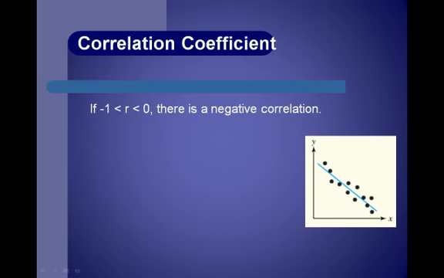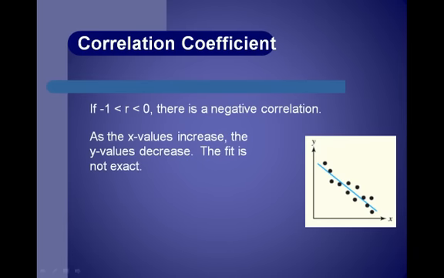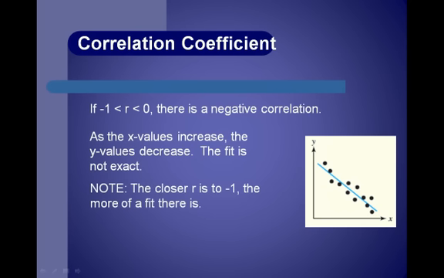If r is between -1 and 0, then we say there is negative correlation. You notice, just like negative slope, the lines go down. As the x values increase, the y values decrease. And again, the fit is not exact because you have points that are not on the line. As a note again, the closer r is to -1, the more of a fit there is.